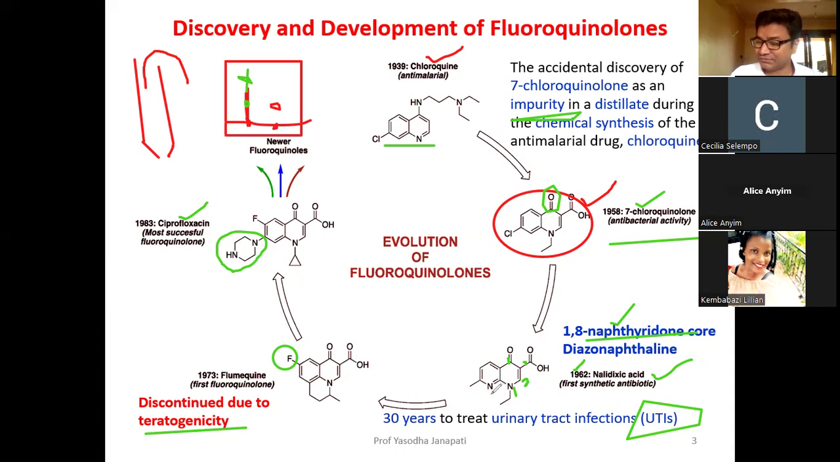Naphthyridine is only one drug; one more drug is there, which we can see later. Again they went back to quinolone derivatives. The first fluoroquinolone is flumequine, which has been discontinued because of teratogenicity. Then from this we got the one where a piperazine nucleus has been attached, which is ciprofloxacin, widely used. So this is how we got these drugs through synthesis.